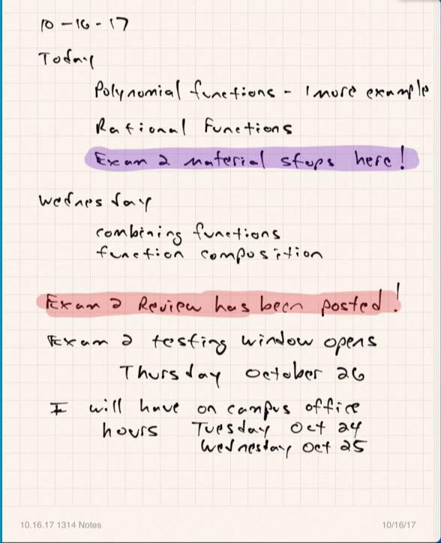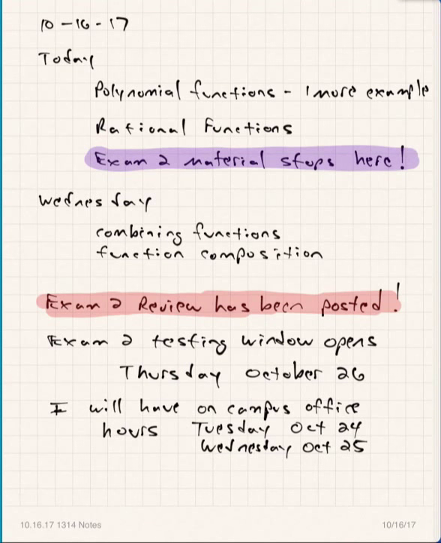I've actually posted this as 2 files. The first file is just the review itself, and the second file is the review with all the solutions, where problems are either worked out or answers are provided. So there are a lot of questions on that review. It's longer than the exam is going to be, but that's a good review to look at for the test.